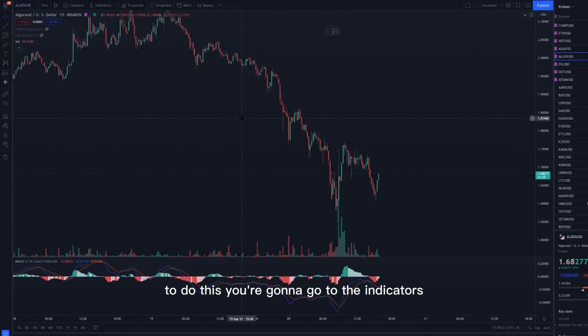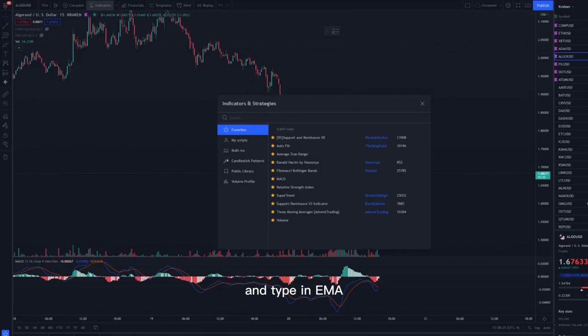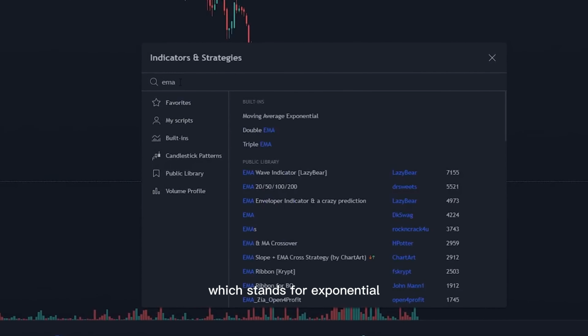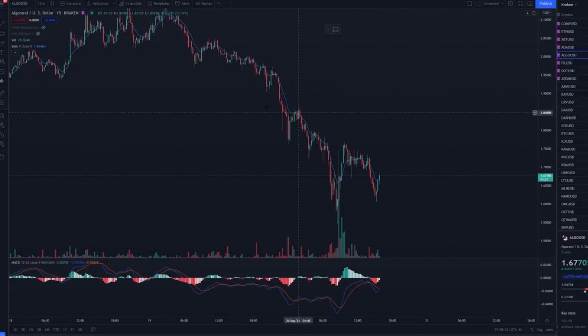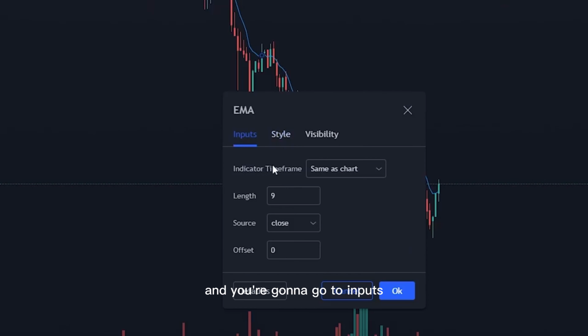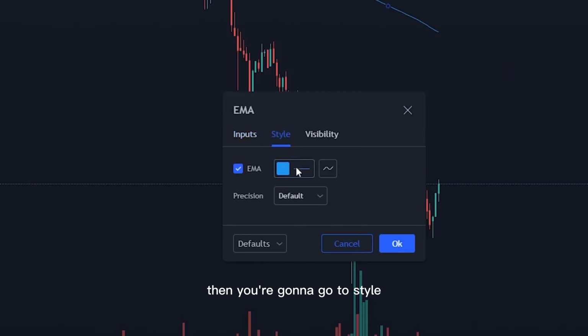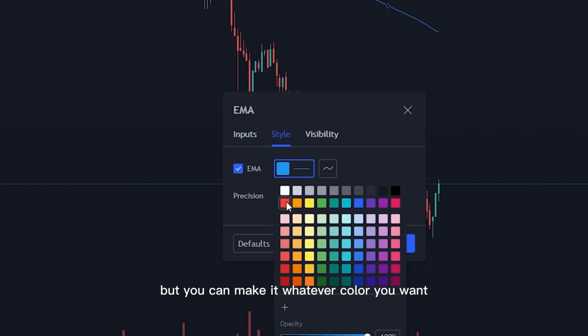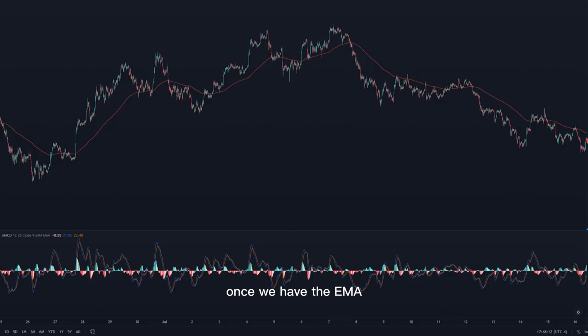To do this, you're going to go to the indicators tab on TradingView and type in EMA, which stands for exponential moving average or moving average exponential. Click the top one. Then you're going to go here, click the settings of the EMA, go to inputs and change the length to 200, which is going to make it a 200 exponential moving average. Then go to style, and I like to make mine red, but you can make it whatever color you want. Once we have the EMA indicator added, you'll see just a single line.